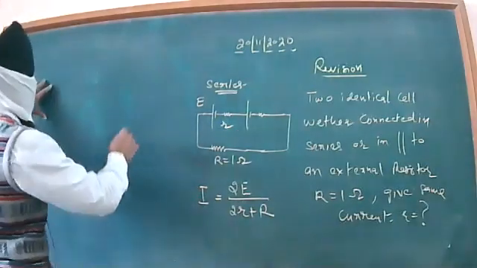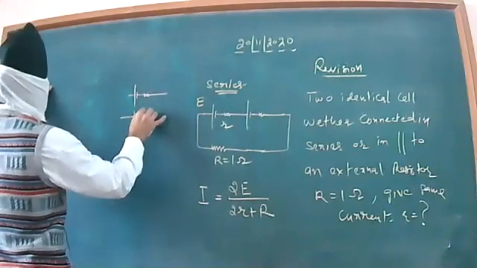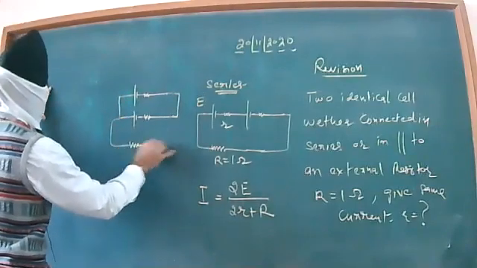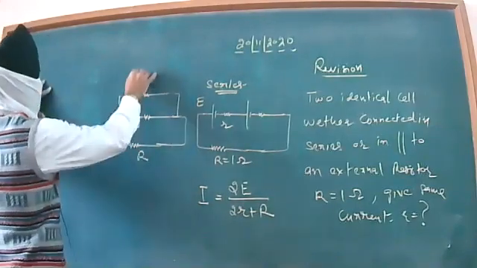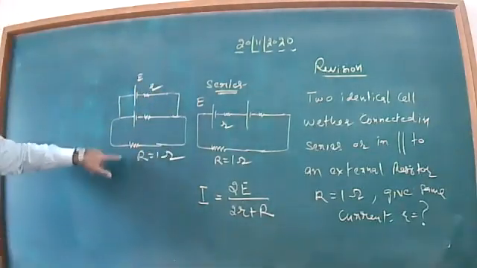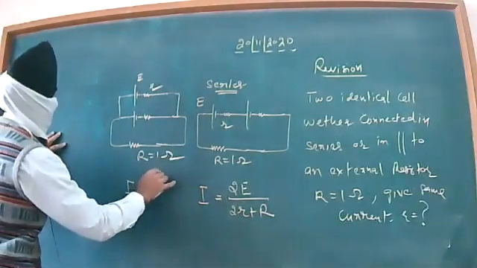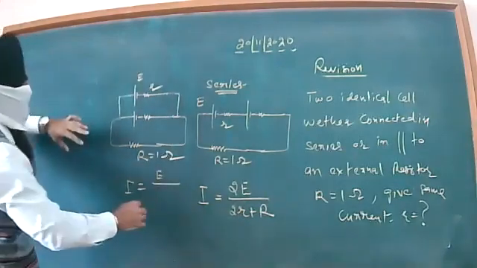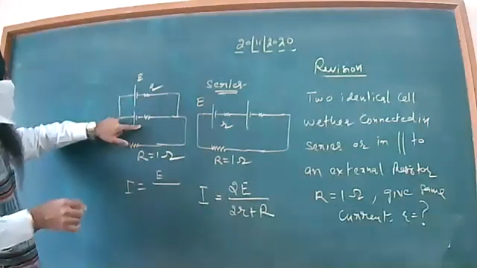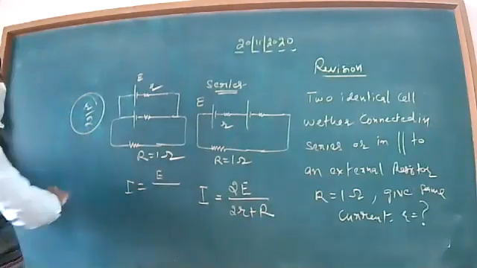Now for the parallel combination, this is my first cell, this is my second cell, both connected in parallel, and here is my external resistor capital R, which is 1 ohm. Each has EMF E and internal resistance r. In this situation, the electric current I will be equal to the net EMF, which is only E, divided by the net resistance. These are in parallel, so the net internal resistance will be r by 2, and r by 2 and capital R are in series.